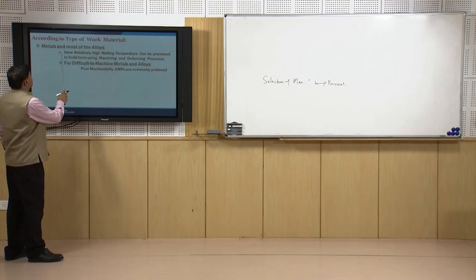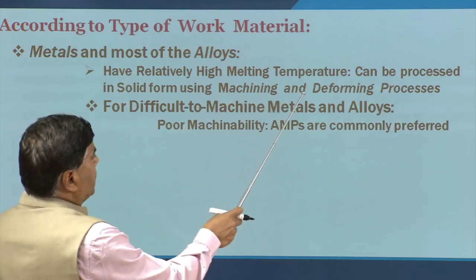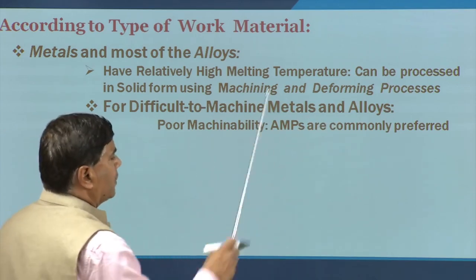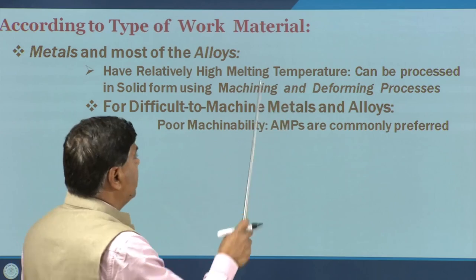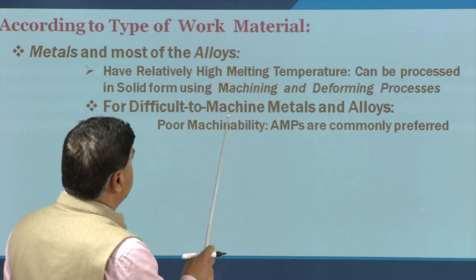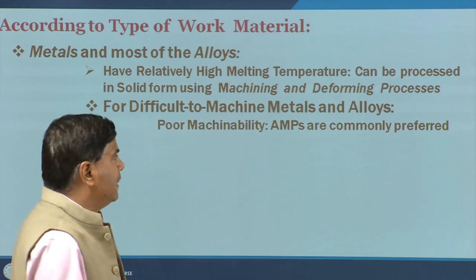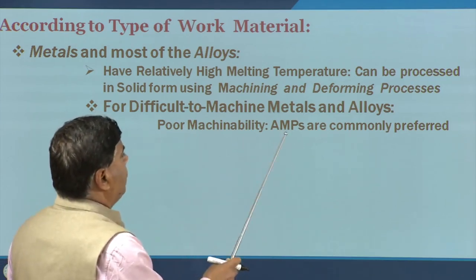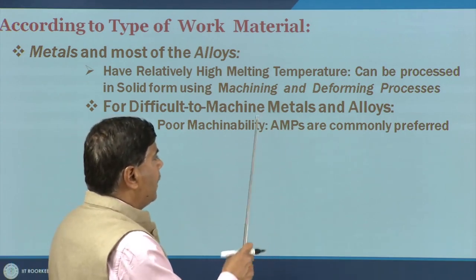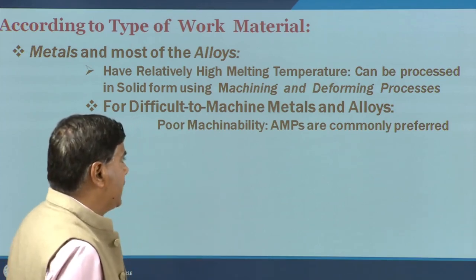For example, the metals and most of the alloys related to the metals have a high melting point temperature. So, they can be processed in the solid form using machining or deformation processes, because the high melting point makes melting of the metals difficult. There are also certain difficult to machine materials which cannot be machined because of their high hardness, offering poor machinability using conventional processes, and therefore advanced manufacturing processes are used for processing those metallic systems.